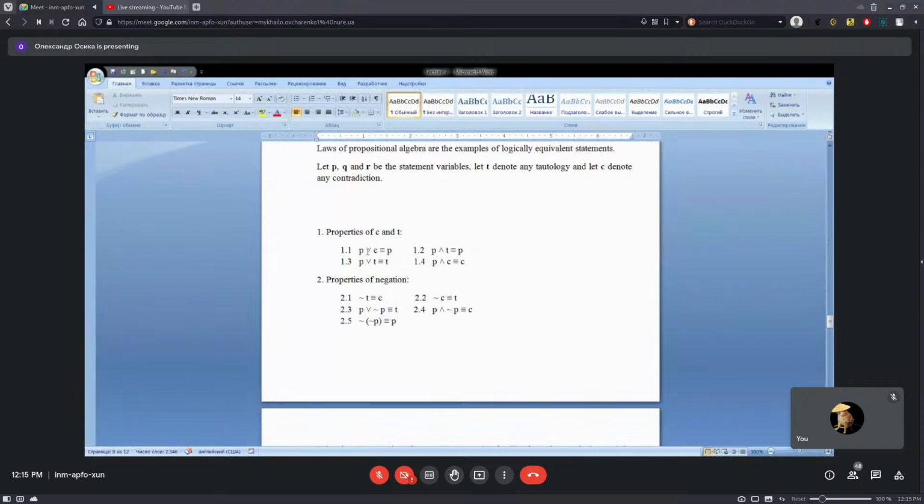For any formula P, the logical value of P or C is the same as P. The logical value of P and tautology is that of P. P or T is equal to T, and P and C is equal to C. If we are not sure how to memorize it, then C might stand for 0.